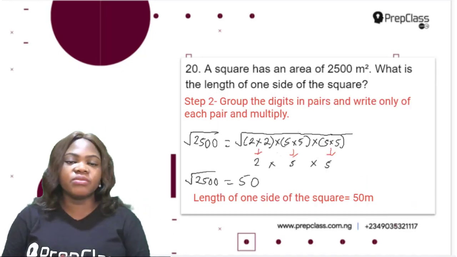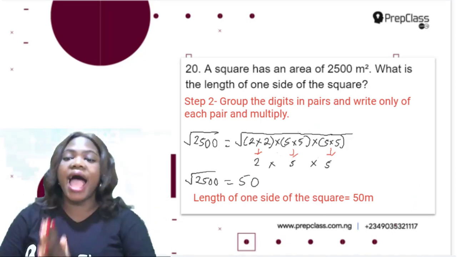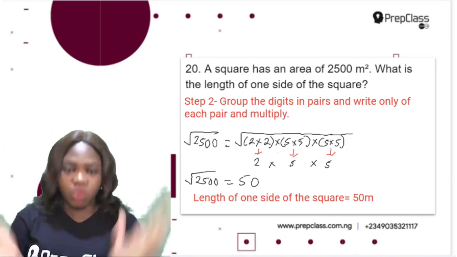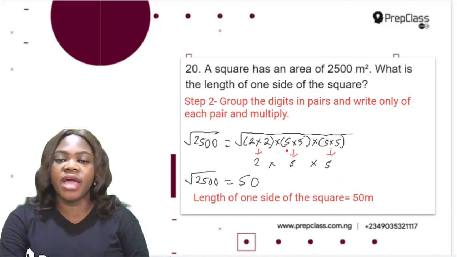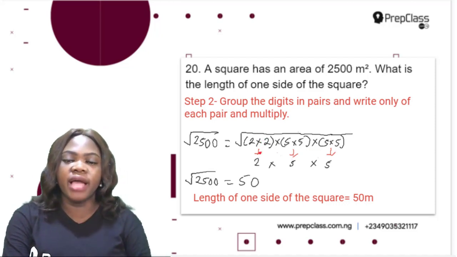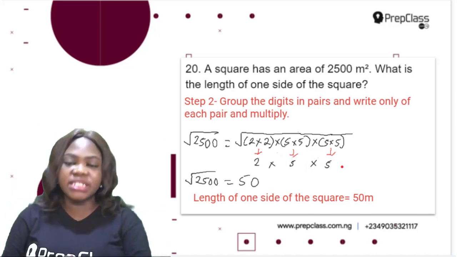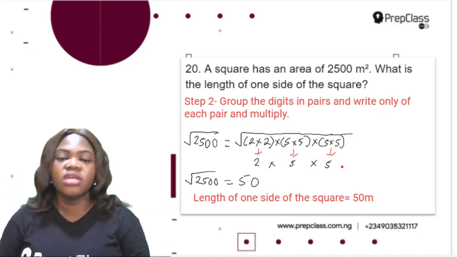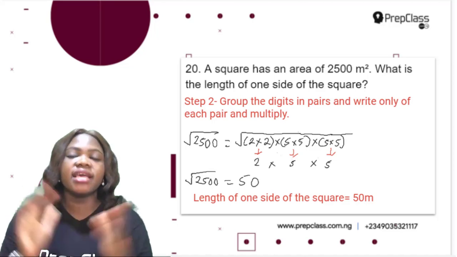So what is the next step? The next step is to group the digits in pairs and write only one of each pair and multiply. So we now have 2 times 2 in one pair, 5 times 5 in another pair, then 5 times 5 in one pair. So we are going to drop just one of each pair. So 2, 5, and 5. Then multiply. 2 times 5 is 10. 10 times 5 is 50. So this means that the square root of 2,500 is 50.